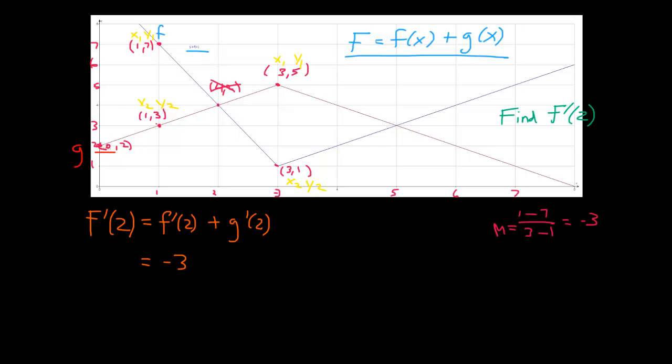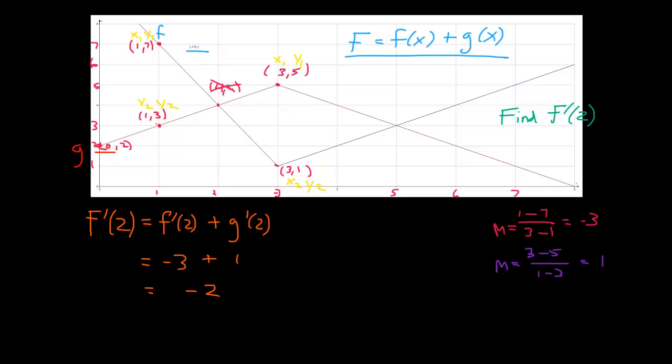So if we apply the slope formula again for this red line, we can say m equals y2, so that's 3 minus 5, over 1 minus 3. That's negative 2 over negative 2, so that's 1. So g prime at 2 is 1. So the sum is negative 2.